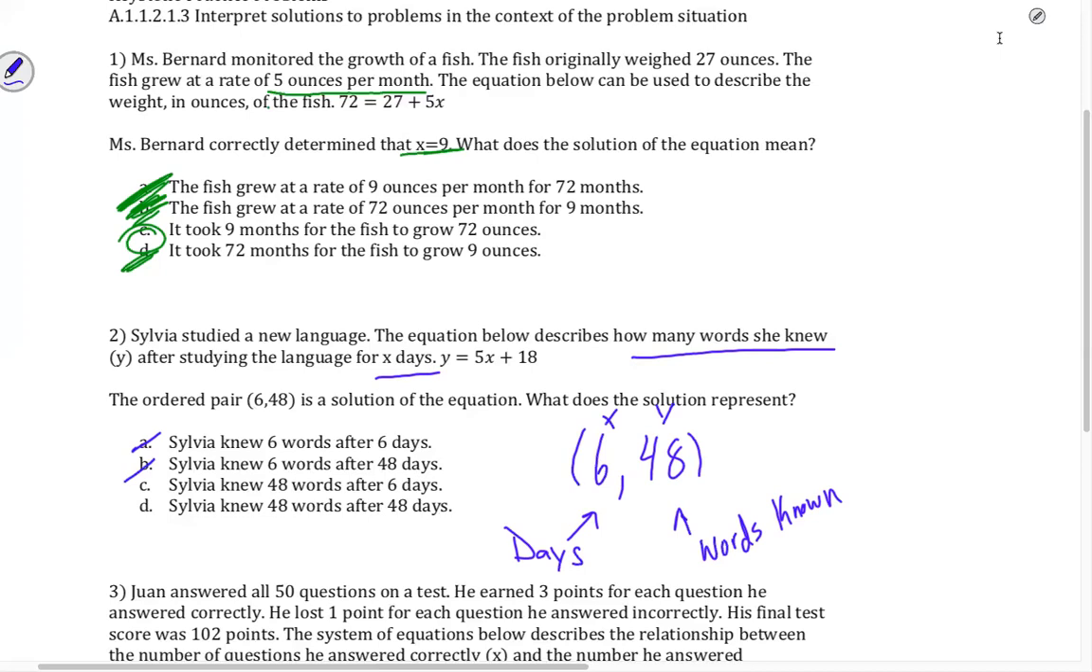Now it says Sylvia knew 48 words after 6 days. Okay, maybe. Sylvia knew 48 words after 48 days. Well, that doesn't make sense because days is 6. So the answer has to be C. And that's just because I knew what X and Y were.